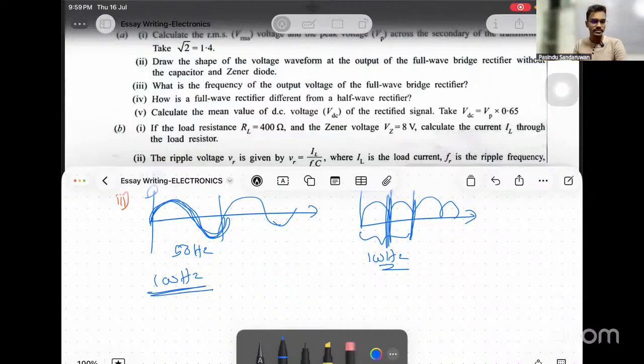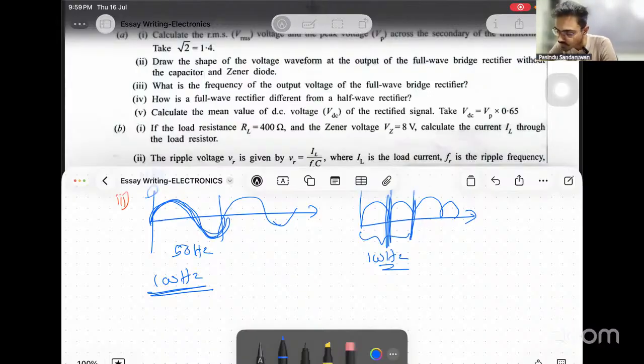Number of loops are doubled over the number of vibrations. Number of oscillations are doubled. Since number of oscillations are doubled, frequency is doubled. Frequency is number of oscillations, so number of vibrations per second, no? Right, that is a per second value.